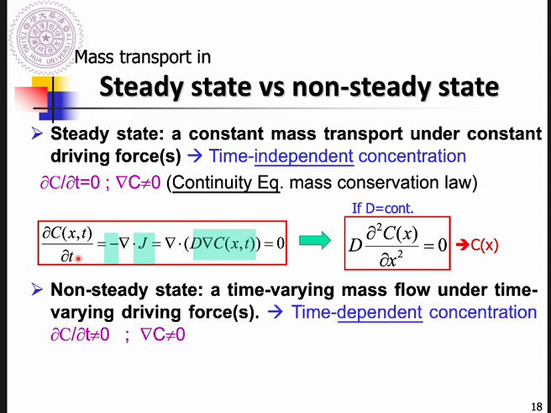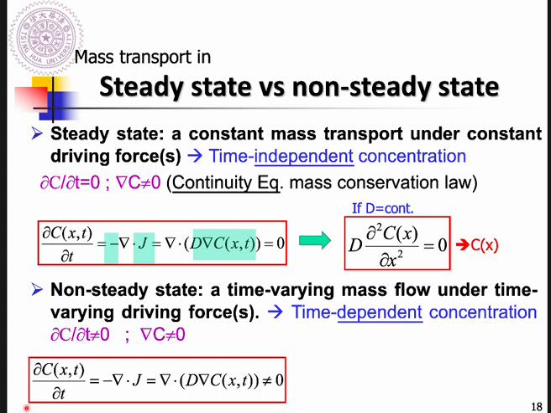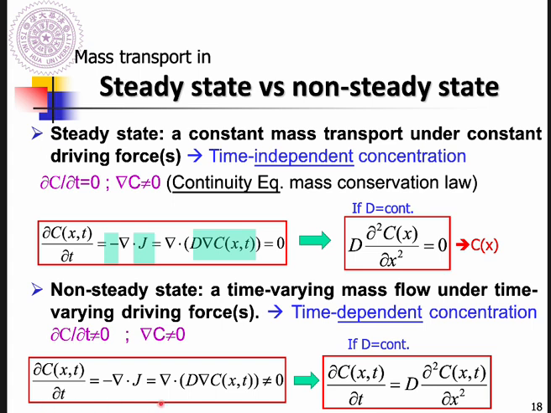But if we go back to the original equation we have, if it's non-steady state, which means that we do have a time-varying mass flow due to time-dependent driving force acting on our materials. So partial C, partial T, the concentration profile does change with time. So this is not equal to 0. So you cannot simplify this differential equation. You need to solve it.